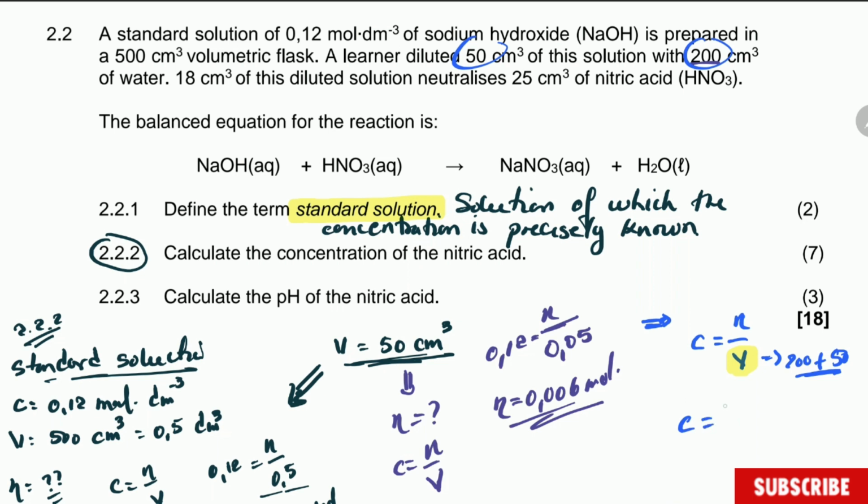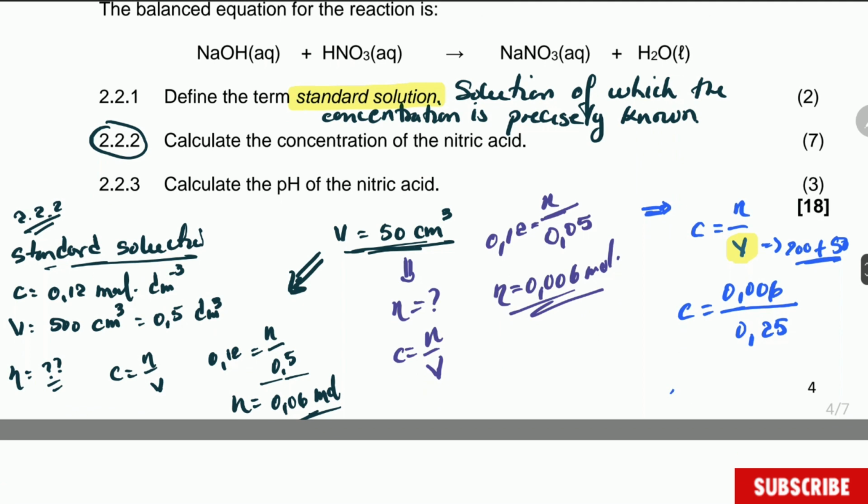So it is equal to 0.006 divided by the volume. The volume is going to be 250, so it's equal to 0.25, guys. So when you calculate that concentration there, it's going to give you 0.024 mole per cubic decimeter. Now this amount is important.